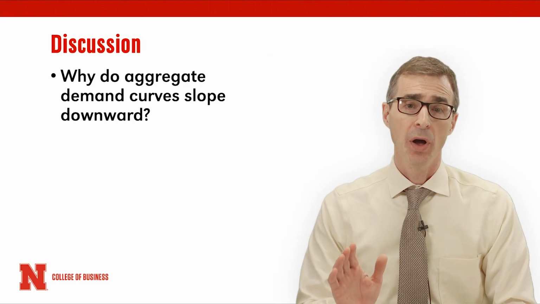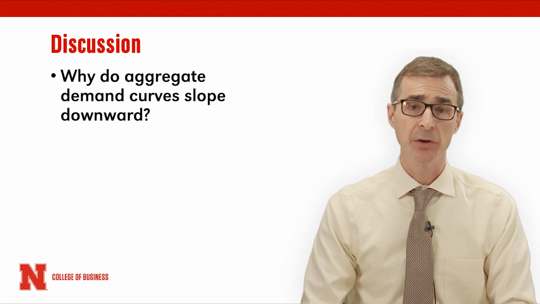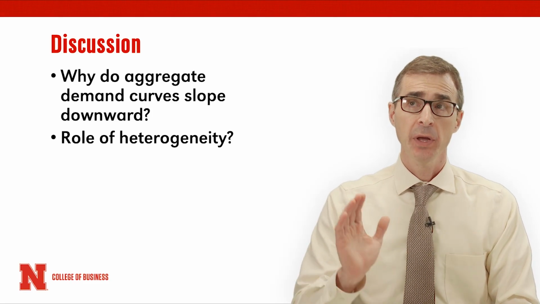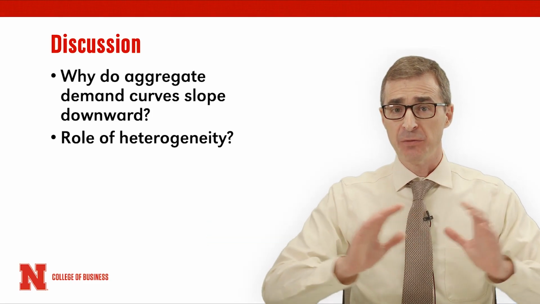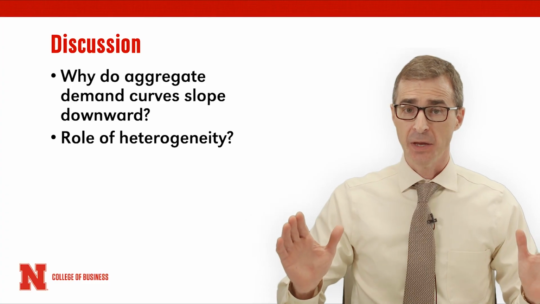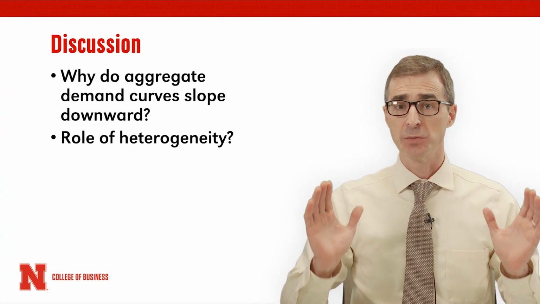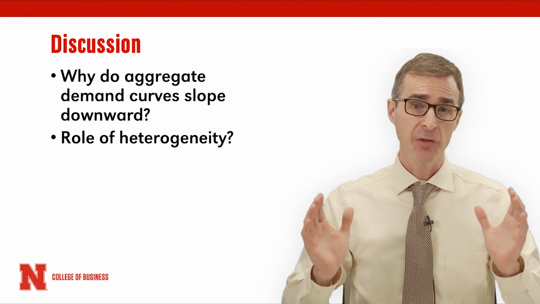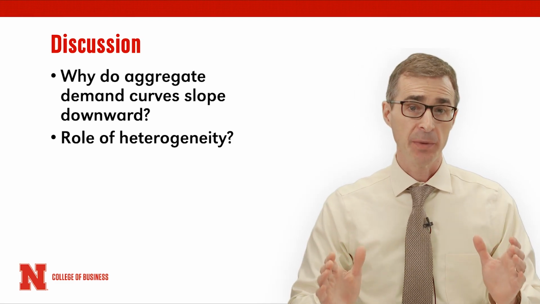Now, a very important question is, why do demand curves slope downward? Well, demand curves slope downward because even though there's some variation in consumer demand or behavior, most goods are described, or what economists would call, normal goods. And as the price drops, the quantity demanded increases.